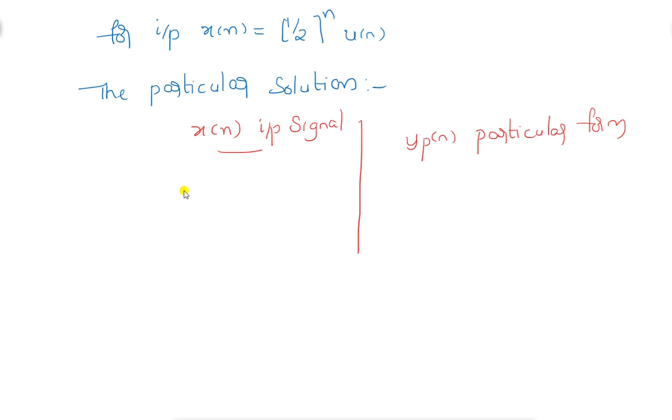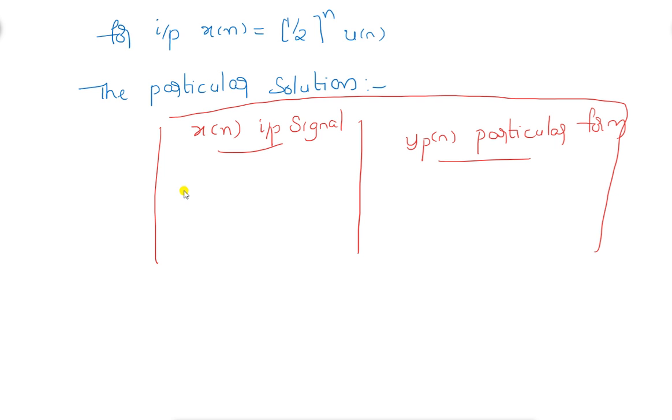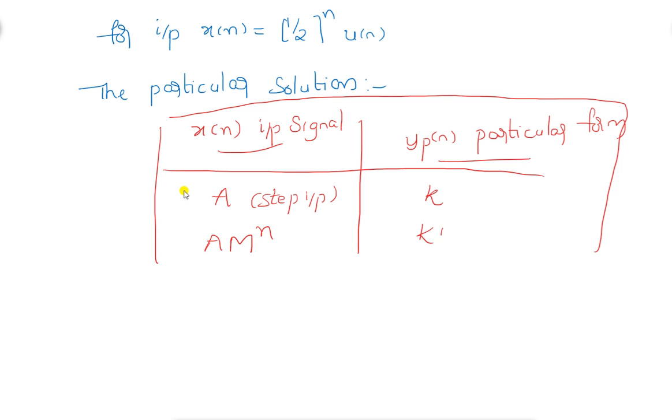You need to remember these forms. Depending upon the type of input, our particular solution also changes. If the input is a step input, that is a, then the particular solution is nothing but k only. If the input is in the form of a into m to the power of n, then my particular solution is given by k into m to the power of n.